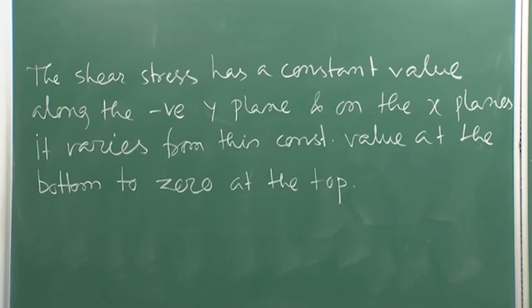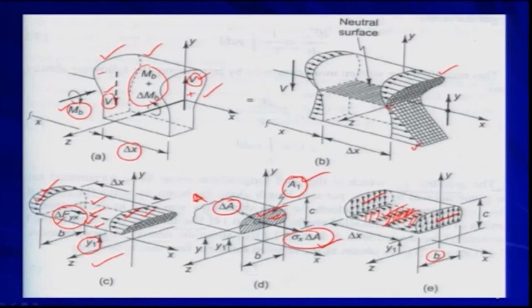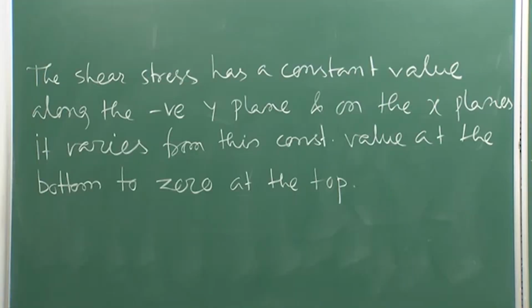Okay. So, what does it mean? The shear stress has a constant value along the negative y plane. So, on this plane, this is your negative y plane, your shear stress value is constant, because there your q is constant, V of course is constant on that particular section, and Bizz, all those things are constant. So, you are getting the constant shear stress on that particular plane.